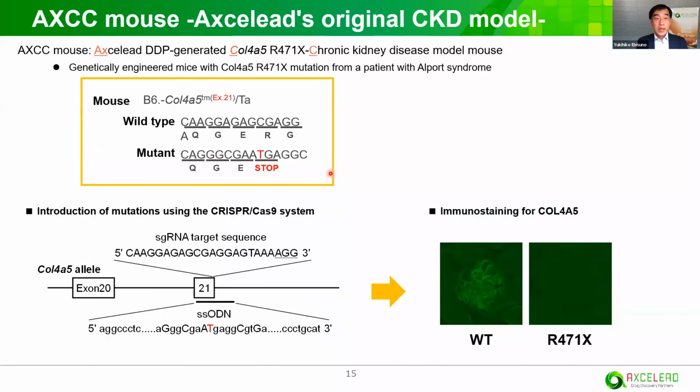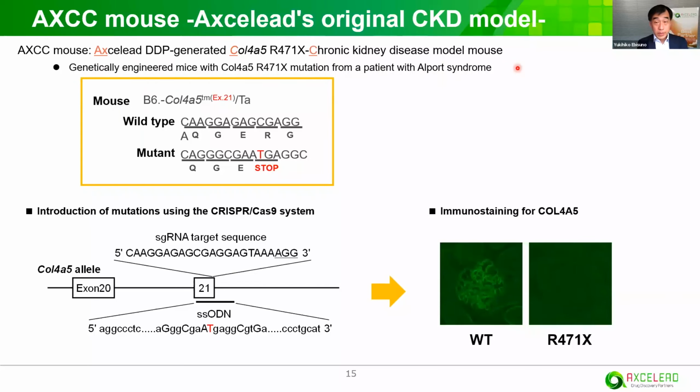So in the next 3 slides, I would like to show you some examples of in vivo validation studies. The therapeutic area is kidney disease. We have an original chronic kidney disease model. That one is a mouse. We call it the AXCC mouse. That is the full spelling of the name.